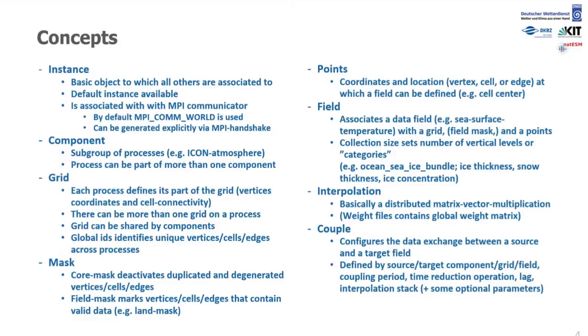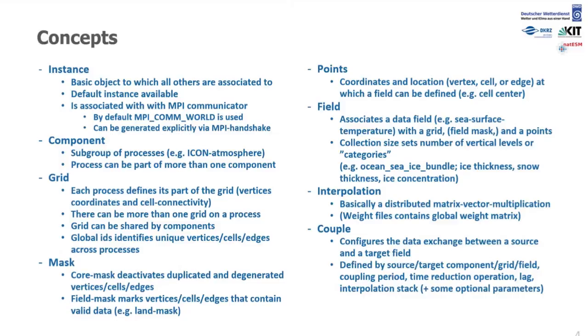And as the last concept, we have a couple. A couple basically tells YAC, I have a source field and a target field. Please interpolate them at a certain coupling period. Define, if the source component provides data more often than the actual coupling period is, then what YAC is supposed to do with the data in between. So you can compute an average, sum it up, or just use the last available data.